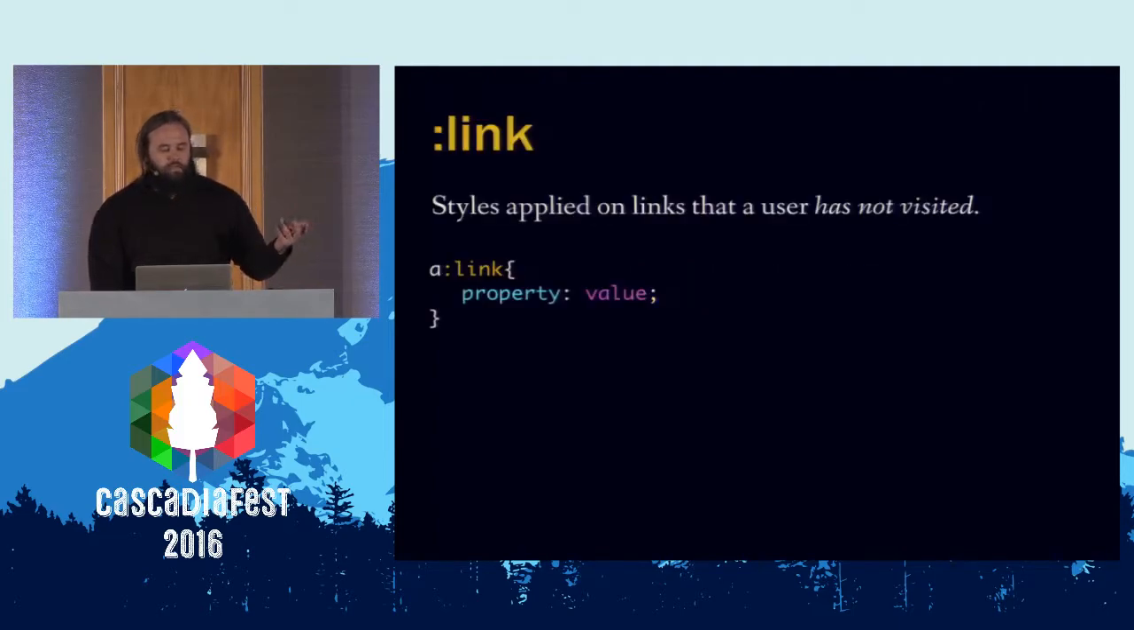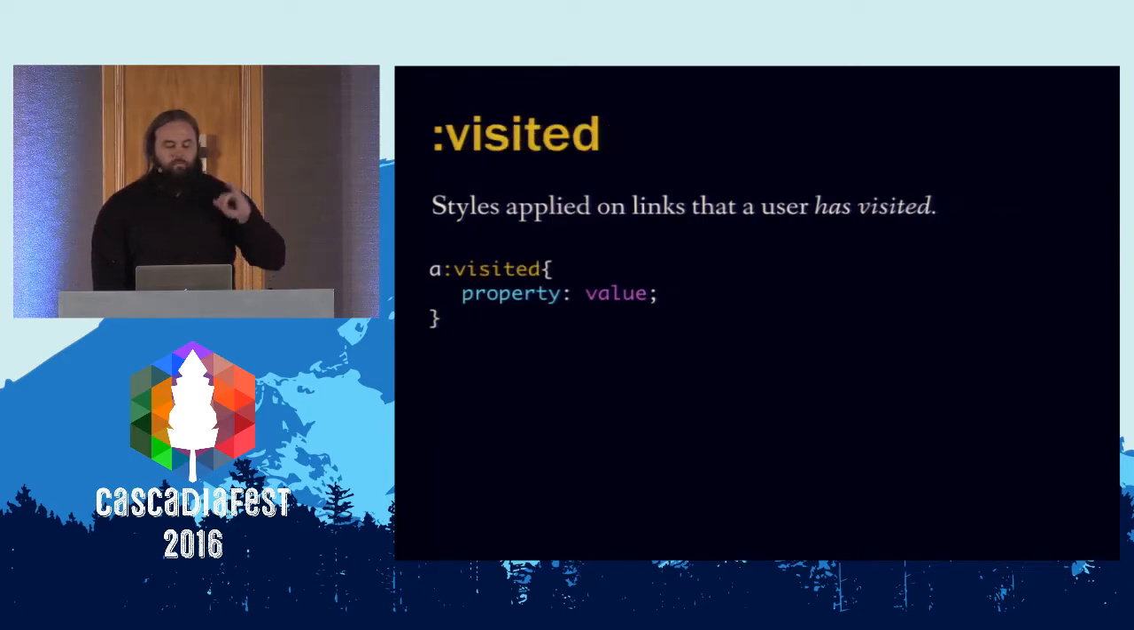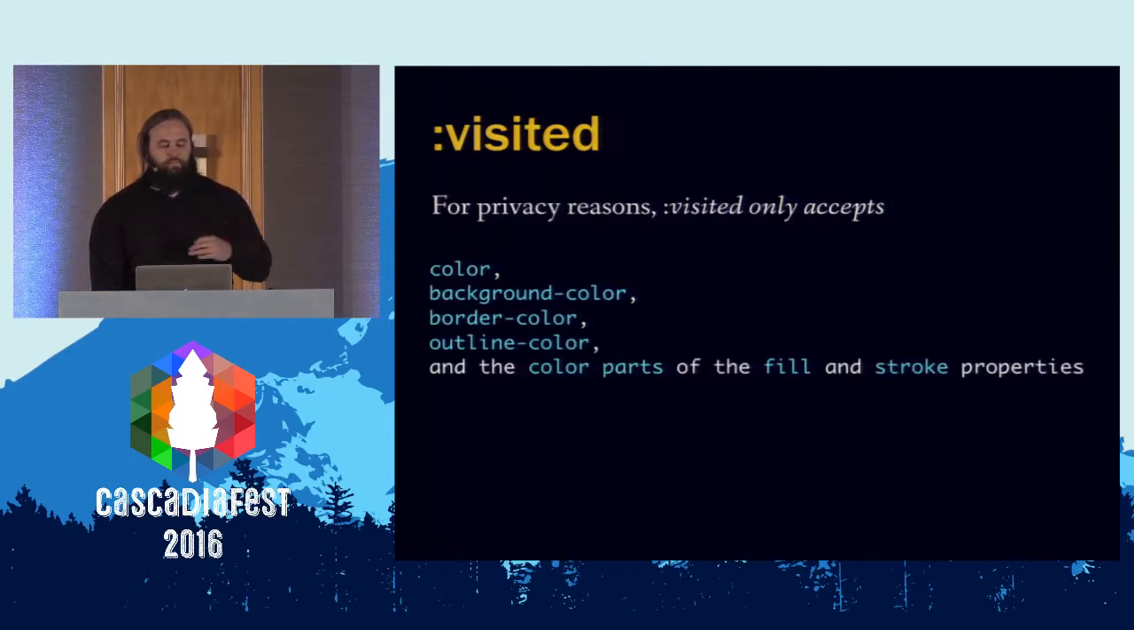Link: styles applied on links that a user has not visited. This is typically your default anchors, but the fact that a user has not visited is important. Visited: styles applied on links that a user has visited. And for privacy reasons, visited only accepts basically color manipulation.